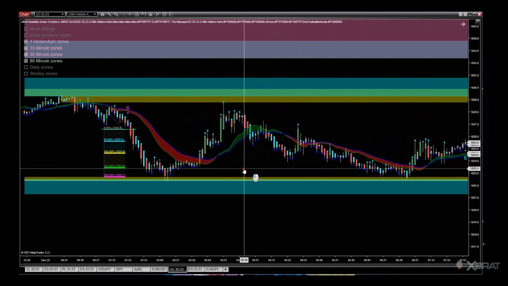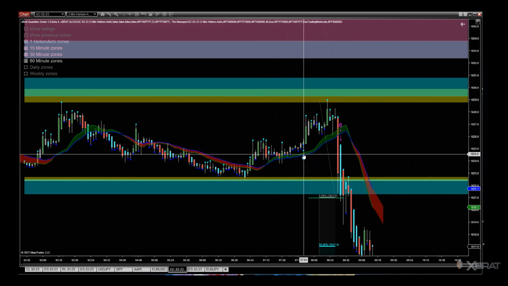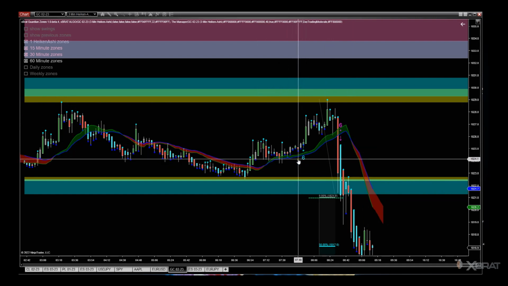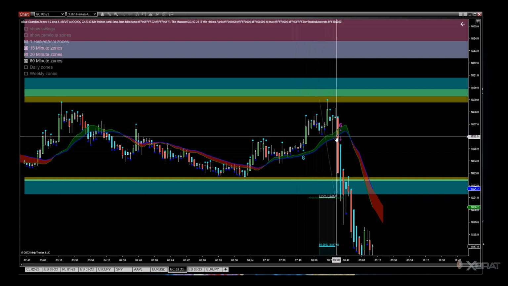What a surprise. We move forward. We get a 6-star buy at this point here. We don't take this trade. Why? It's a Thursday. We're going into data. We're waiting for the data reaction. You see how the price action turns up. We get the data reaction on this big candle here.